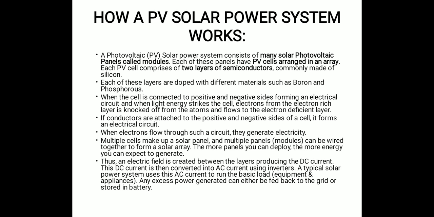Thus, an electric field is created between the layers producing DC current, and this DC current is then converted into AC current using the inverters. The typical solar power system uses this AC current to run the basic load, that means the equipment and appliances. Any excess power generated can either be fed back to the grid or stored in a battery.